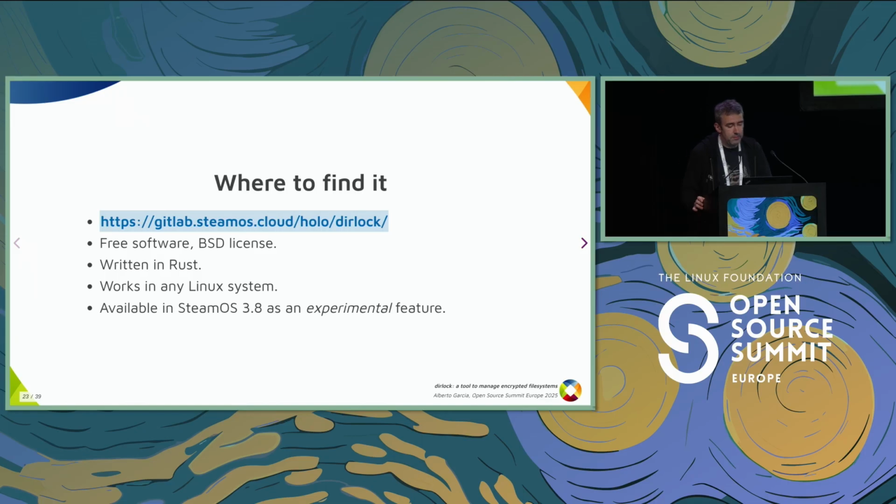The code is open source. It's free software, published under the BSD license. It's available in the GitLab of the SteamOS project. You can find it there. It was written from scratch. It's written in Rust. It was written, as I said, with the needs of SteamOS in mind, but it should work in any Linux system. There's nothing specific to SteamOS in the code. It's a general purpose tool. And for those of you using SteamOS, in the upcoming 3.8 release it will be available as an experimental feature for users that want to test it. It's an opt-in thing. Users who are already testing the development image of SteamOS 3.8 are already testing it, so we are already getting feedback from them.